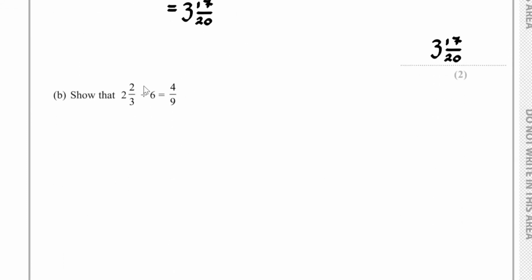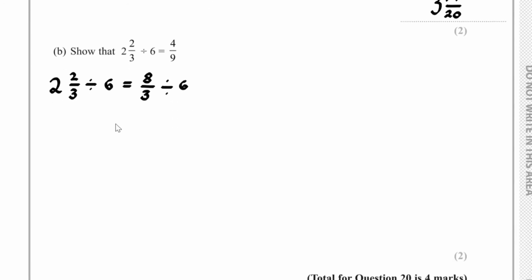Then for part B, we have to show that 2 2/3 divided by 6 is equal to 4/9. So we've got 2 and 2/3 being divided by 6. Well, if I convert the 2 2/3 into a top-heavy fraction, 2 times by 3 is 6, add the 2, we get 8. So we have 8/3 being divided by 6.